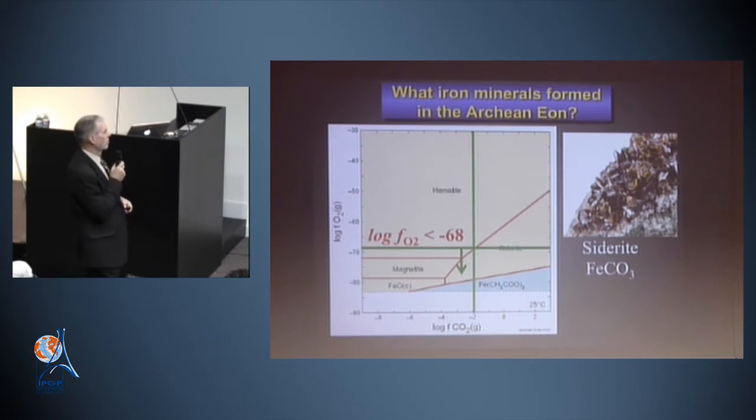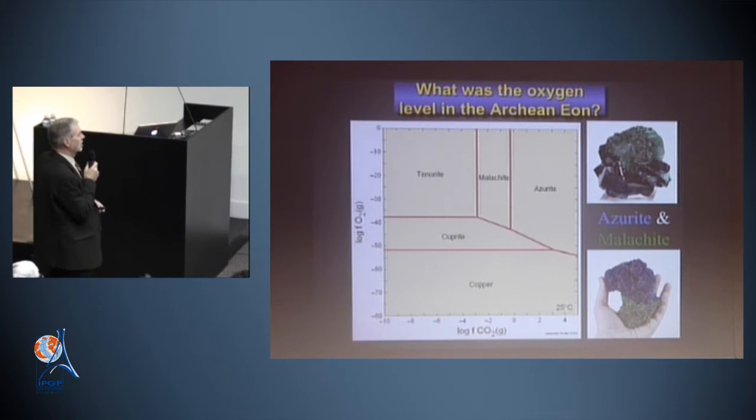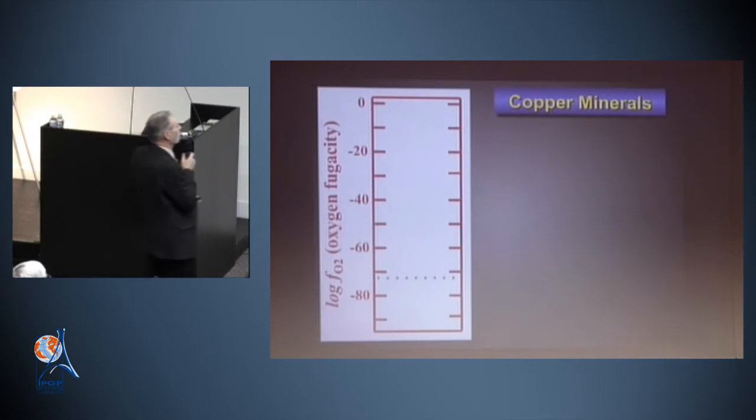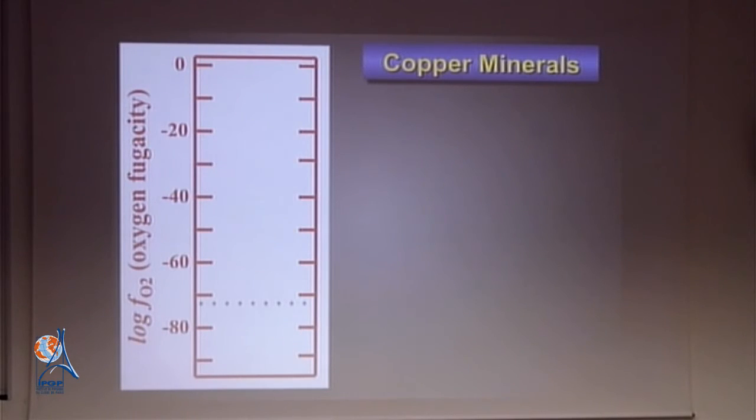That makes sense. But let's look at the copper carbonates, azurite and malachite. For them to form, you have to be in the upper left quadrant here. You have to be greater than 10 to the minus 43. And that's about 30 log units away from the buffer. And so you simply cannot form azurite and malachite in Earth's Archean period. The same kind of argument can be made for many, many different minerals. Let's just look at those copper minerals in a little more detail.